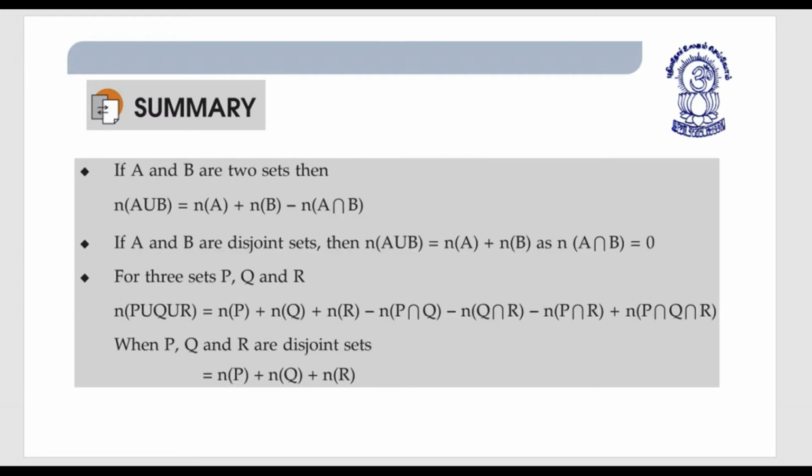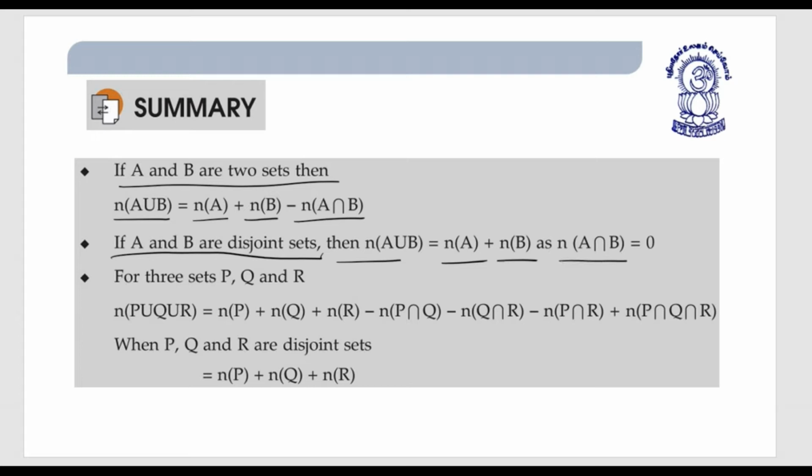If A and B are two sets, then n(A union B) = n(A) + n(B) minus n(A intersect B). If A and B are disjoint sets, then n(A union B) = n(A) + n(B).